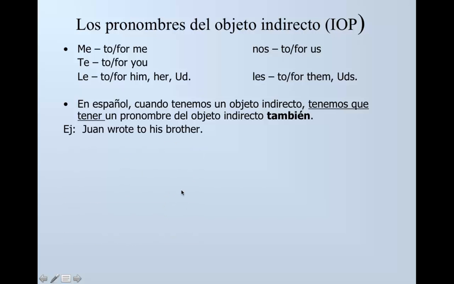Juan wrote to his brother. So the IO would be his brother. He wrote to whom? To his brother. So his brother is el objeto indirecto. For his brother, the pronoun that we would use would be le, because it's to him. Okay, so we have a sentence like this. Juan escribió a su hermano. Juan wrote to his brother.